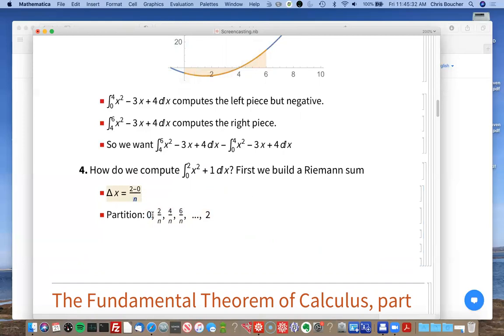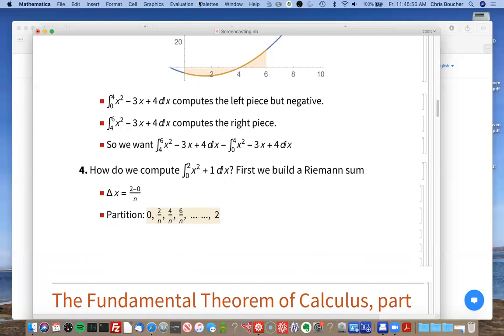So the first step goes from 0 to 2 over n, and then I take another step of size 2 over n. Now 2 over n plus 2 over n is 4 over n, and that's where that comes from. And then I take another step of size 2 over n. 4 over n plus 2 over n is 6 over n, and so forth, right? The next one would be 8 over n, and then 10 over n, 12 over n, and so forth.